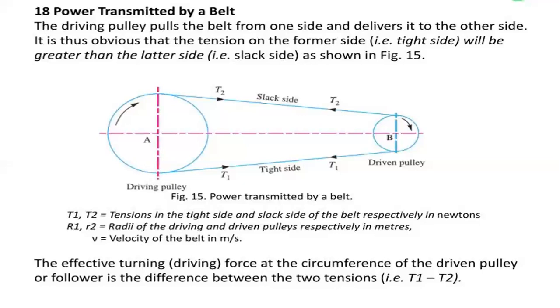Then R1 and R2 are the radii of the driving and driven pulleys. R1 is the radius of the driver pulley and R2 is the radius of the driven pulley. And small v is the velocity of the belt, in meters per second.